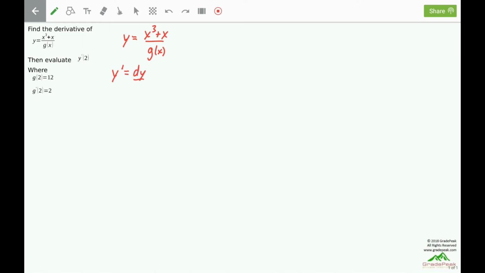y prime, or dy dx, and that equals the derivative of the numerator. Power rule: bring the power down, subtract 1 from it. Constant times x will be the constant for the derivative. That'll give us a 1 for that x. Derivative of the numerator times the denominator left alone, g of x, minus the numerator left alone, x cubed plus x, times the derivative of the denominator, g prime of x, and then that entire thing is divided by the denominator squared, g of x squared. So there's our derivative y prime, or dy dx.